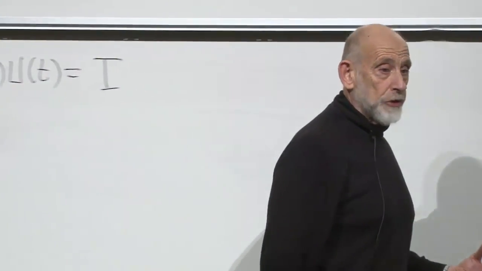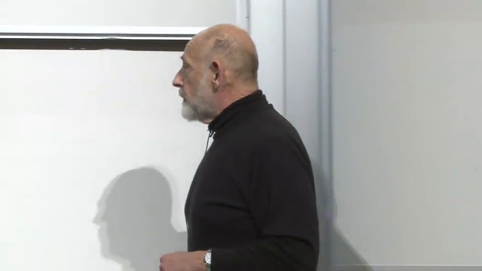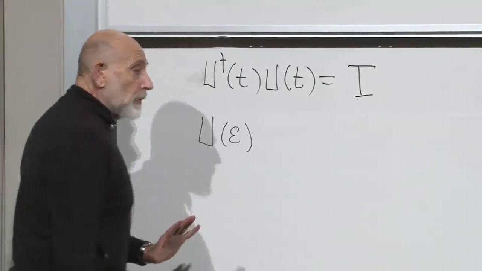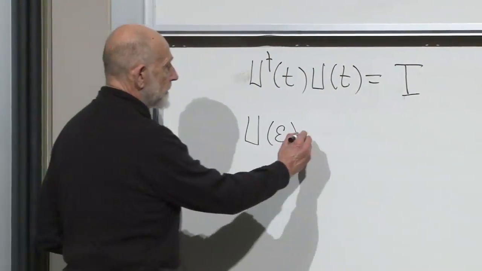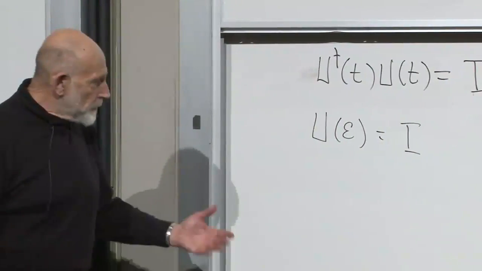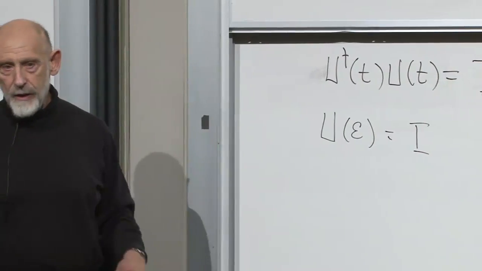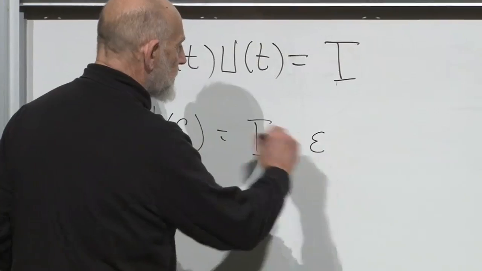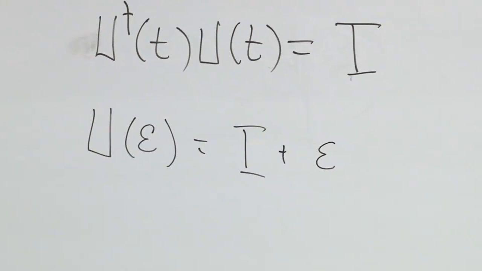Now first of all, what is U of 0? No time evolution at all. Just one, just a unit operator. So for very small epsilon, U must be itself close to the unit operator, plus a small deviation, presumably of order epsilon, and that will be right. It will be of order epsilon. So there will be something of order epsilon times another operator here.